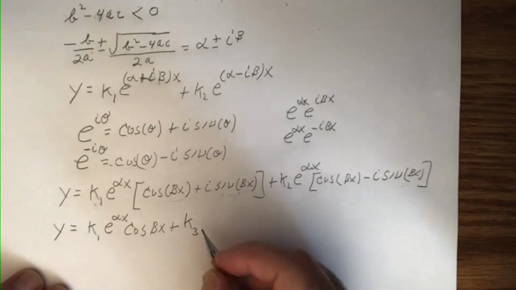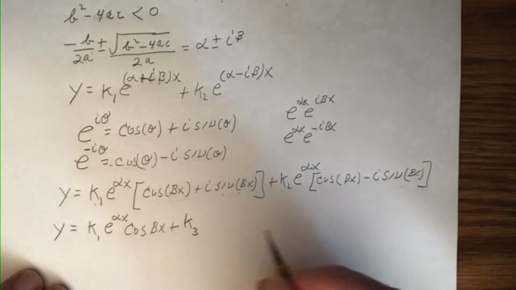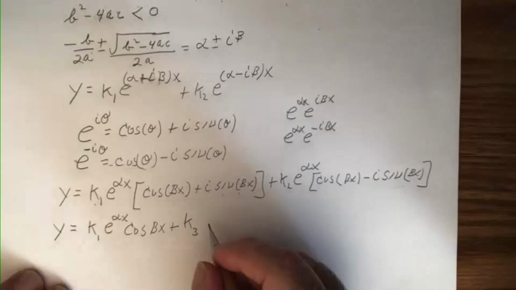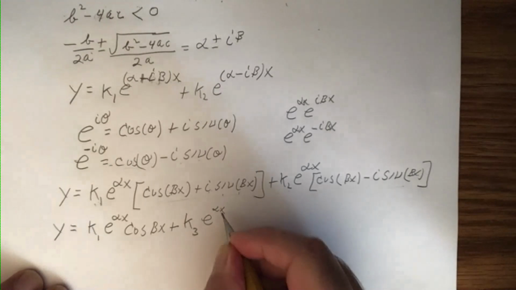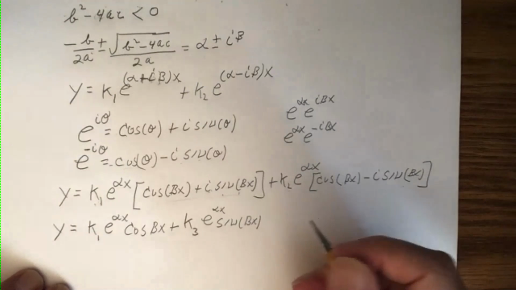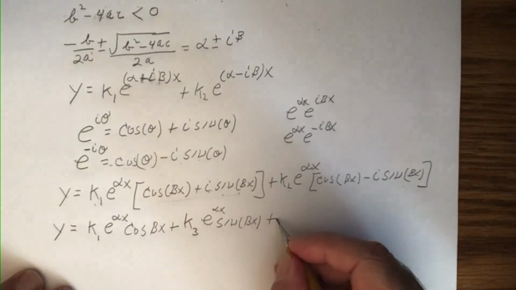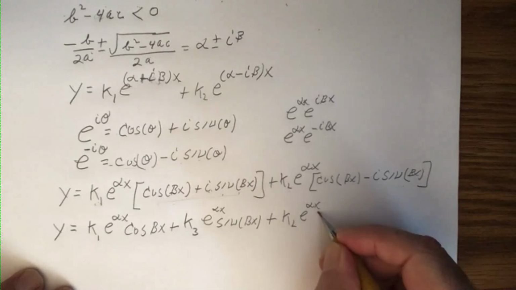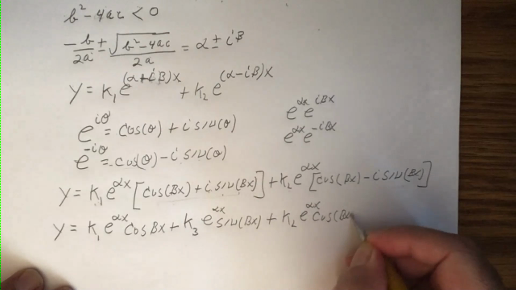It's a new constant, right? It's a new constant. I'll call it k3. I already used k2. So this times I is k3. And then there's going to be e to the alpha x cosine of beta x. This is the way it's done in your book, by the way. And then here I'm going to write this as k2 e to the alpha x cosine of beta x.